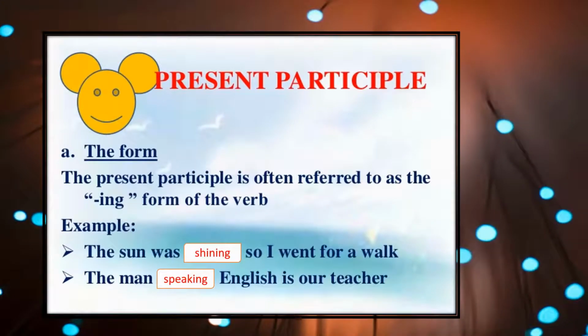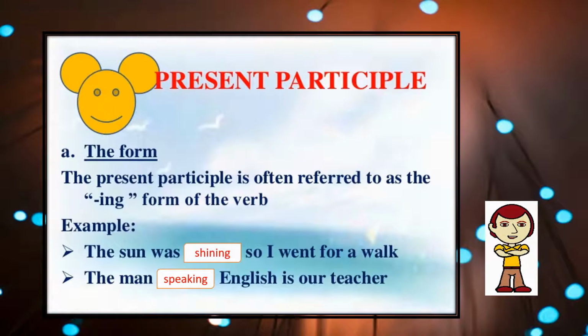Present participles. The present participle is often referred to as the ing form of the verb. Let's see the examples. The sun was shining, so I went for a walk. So here shining is present participle. The man speaking English is our teacher. Here speaking is present participle.